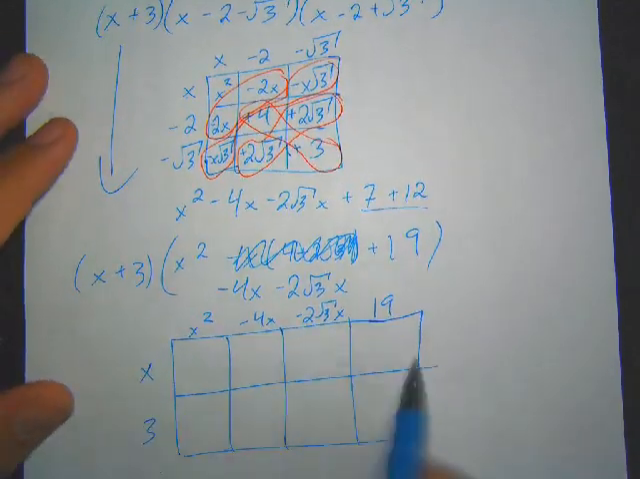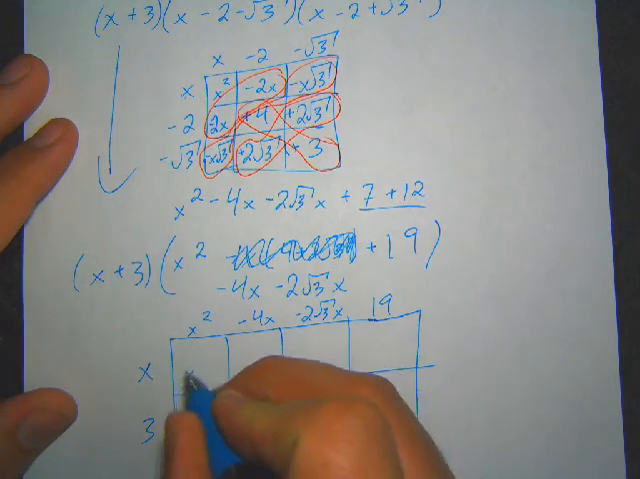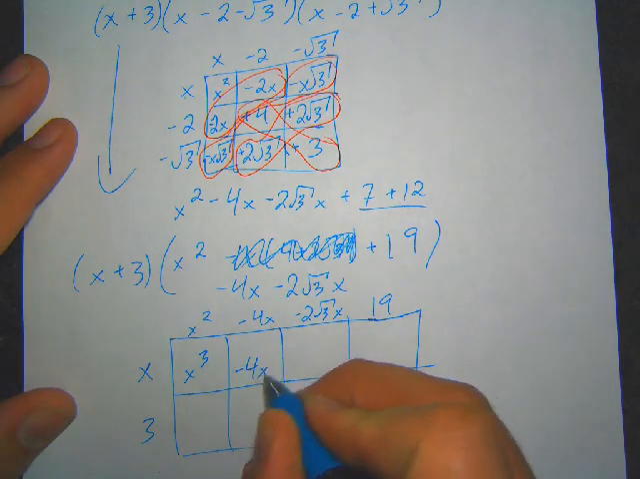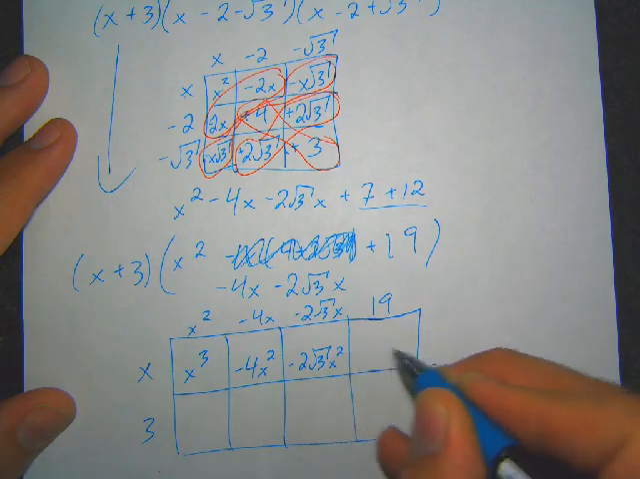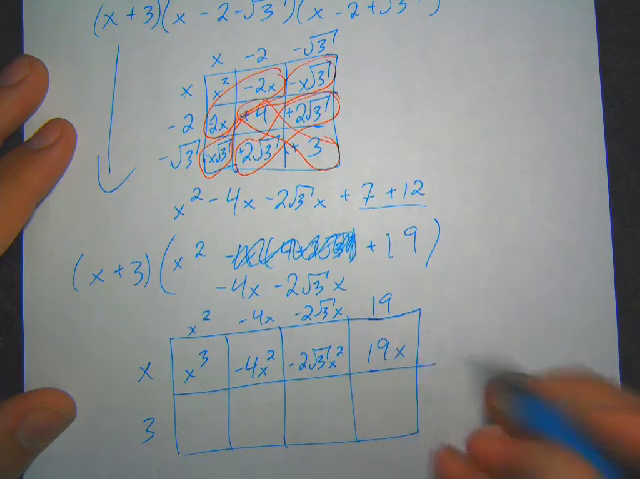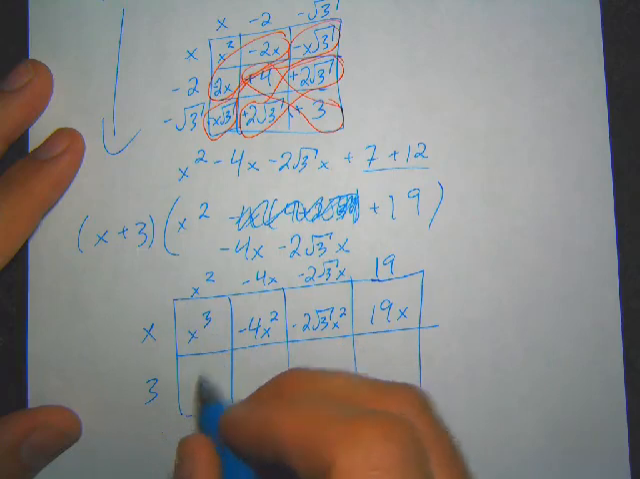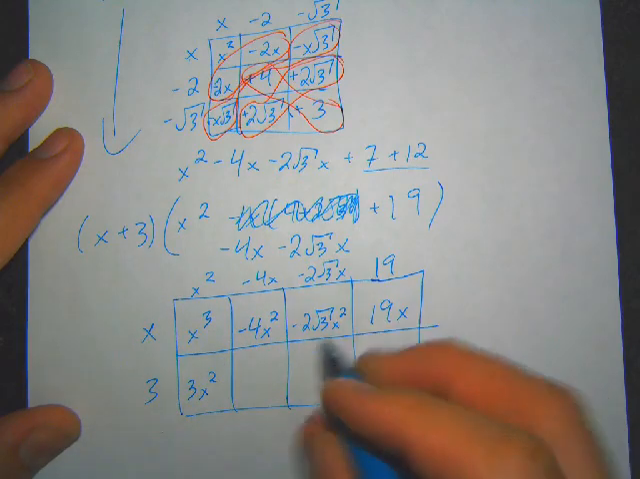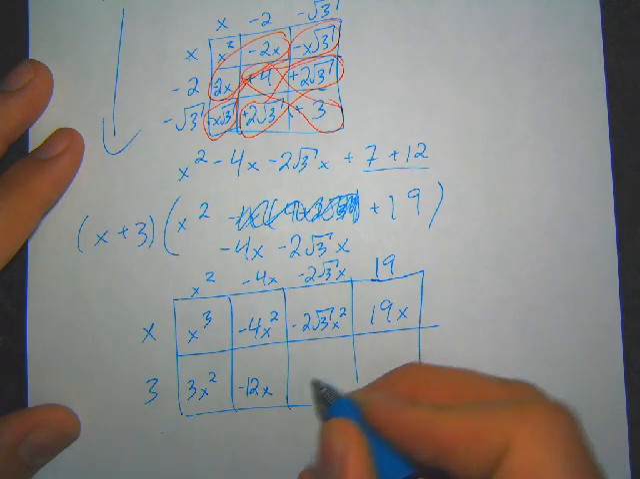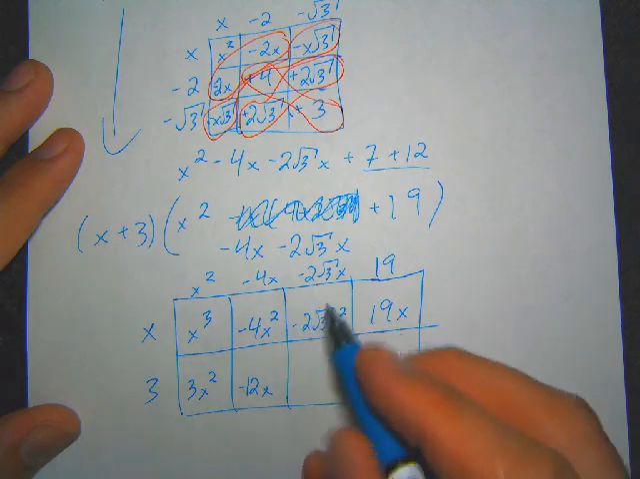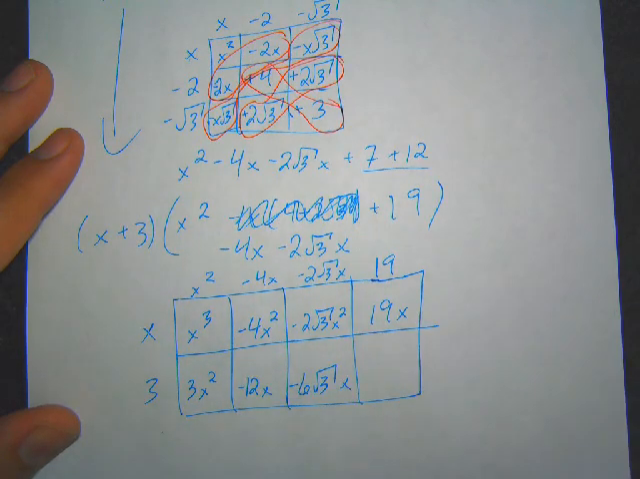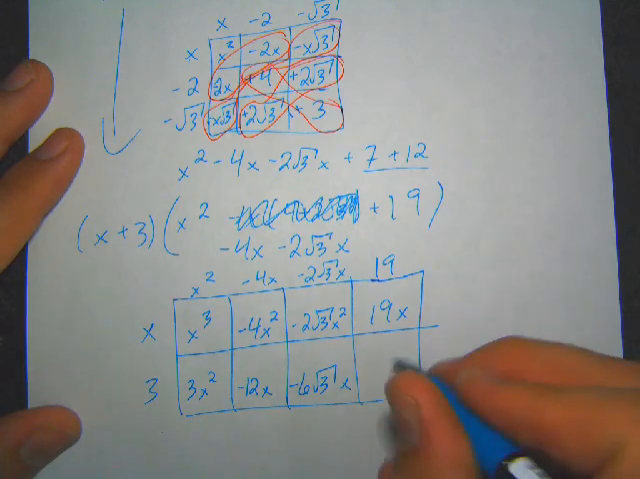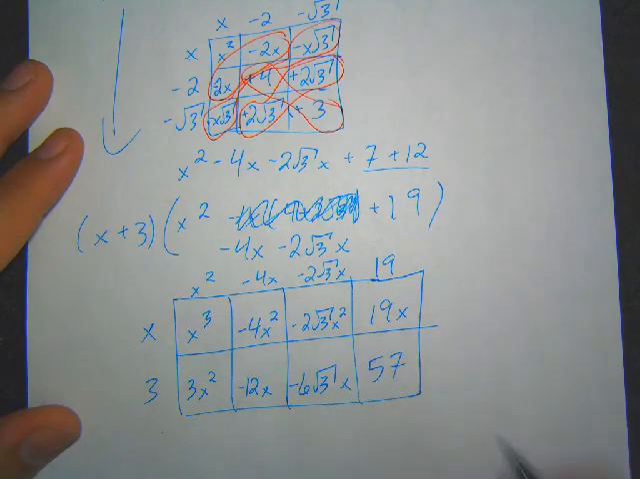Okay, so now we're going to multiply everything by x. So we get x cubed minus 4x squared minus 2 root 3 x squared plus 19x. Now I'm going to do all this by 3, so I get 3x squared minus 12x. And then 3 times 2 gives me 6, so this is going to be minus 6 root 3x. And then 3 times 19 is 30 plus 27, so 57.